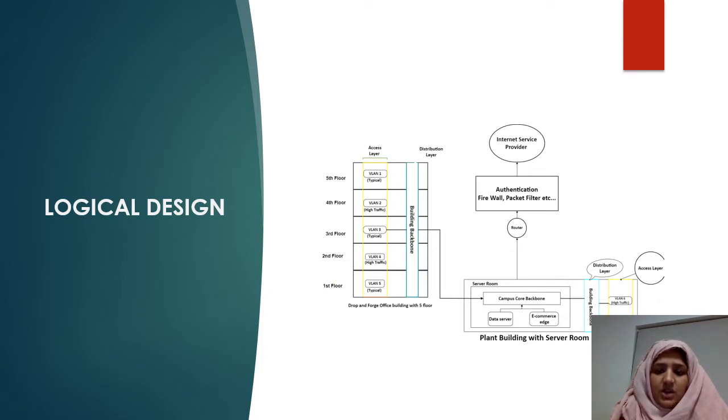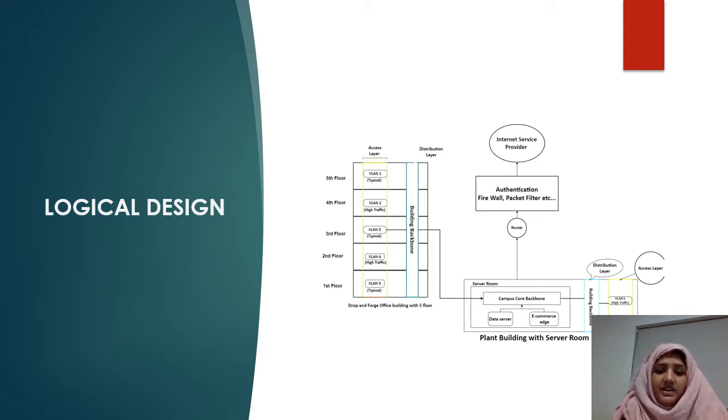As you can see in the logical design of this organization, the whole organization is divided into two parts. One is the Drop and Forge office building, which is a five-story building, and the other is a manufacturing plant unit that contains the server room. The office building contains five different floors associated with different departments such as IT and admin, sales, marketing, business development, and reception area.